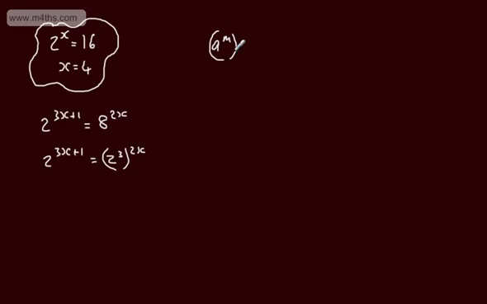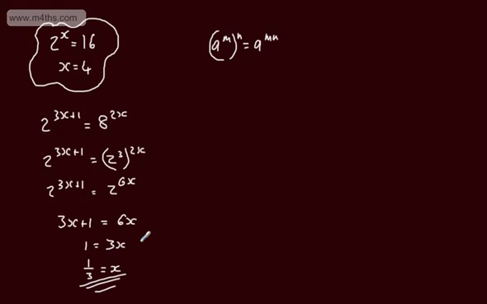A to the power of m raised to the power of n was equal to a to the power of m multiplied by n. So we end up at this stage with 2 to the power of 3x plus 1 is equal to 2 to the power of 6x. If the bases were the same, we could equate now the powers. So we had 3x plus 1 was equal to 6x. Subtracting 3x from both sides, 3x was equal to 1 and x was equal to 1/3. We'll go ahead and check that that value now satisfies the equation and we solved it.